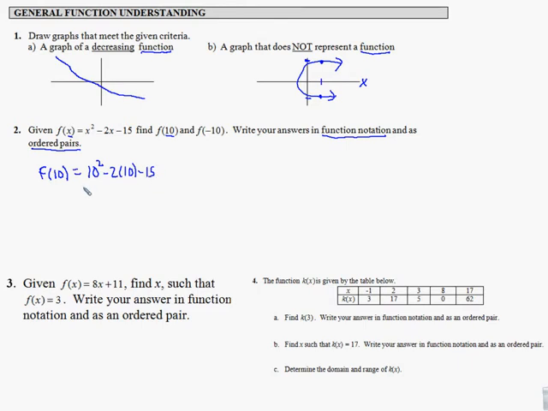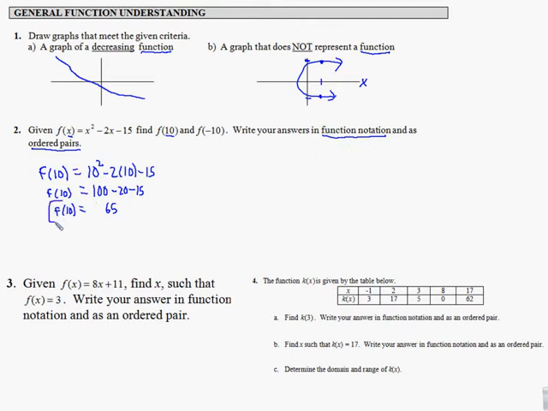If you simplify this, 10 squared is 10 times 10, or 100. We are to subtract 20. 2 times 10 is 20. And then we are to subtract 15 after that. So if you do the arithmetic here, we have 100 minus 20 is 80. And then 80 minus 15 is 65. So if you copy the left-hand side down here, what you find is that f of 10, and this is function notation, is 65. We plugged in 10, got out 65, and we're writing that in function notation.